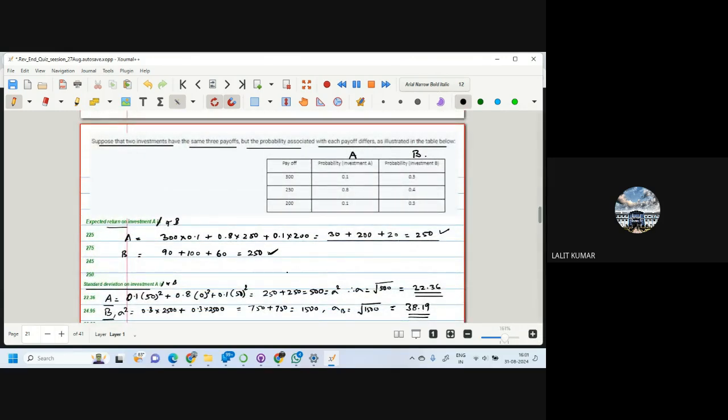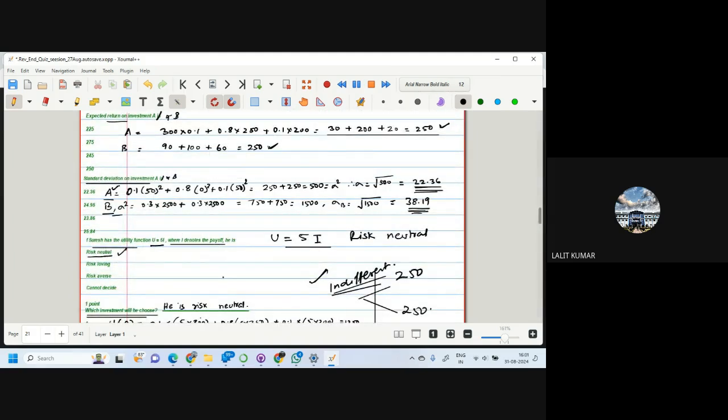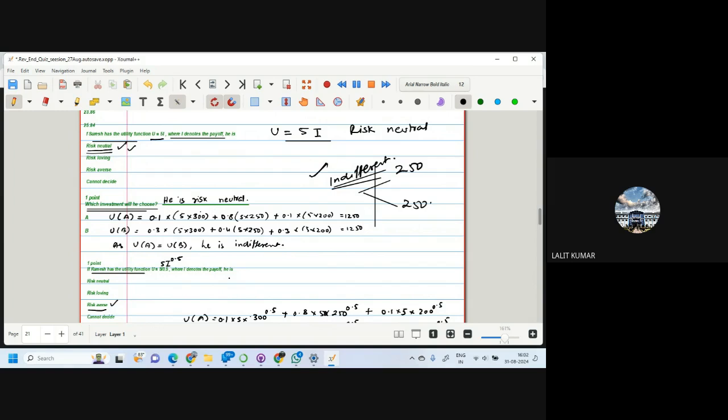Expected return for A and B comes to 250, 250 for both. For standard deviation, we calculate the variance. And then for A, standard deviation is 2.36. For B, standard deviation is 38.19. Suresh has a utility function of 5i. He is a risk neutral person. Which investment will he choose?